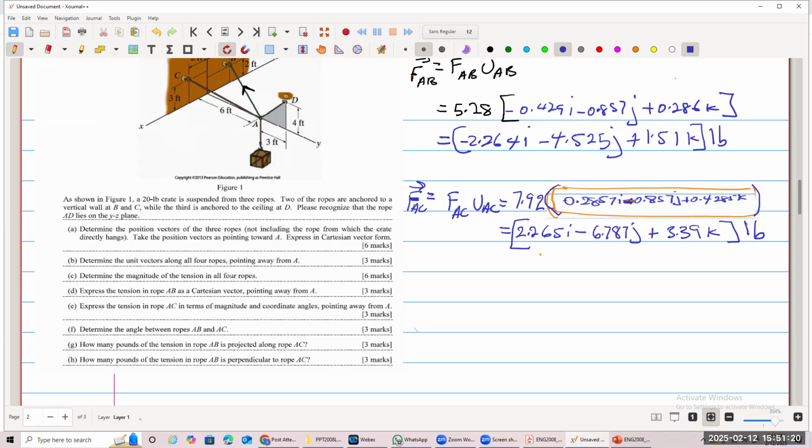So right here we need to find the modulus of this. Do we have the modulus? We need to find the modulus of the vector. So the modulus of F AC is going to equal the square root of 2.265 squared plus minus 6.787 squared plus 3.39 squared. Can somebody give me the answer for that, please, and make sure you calculate it right?